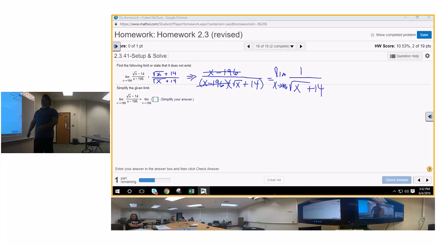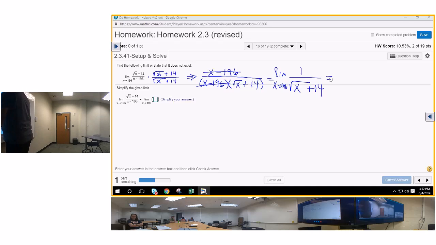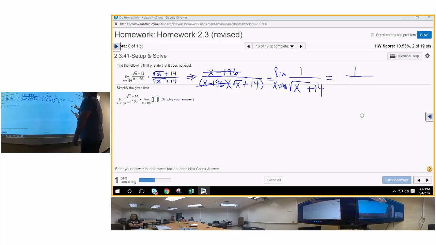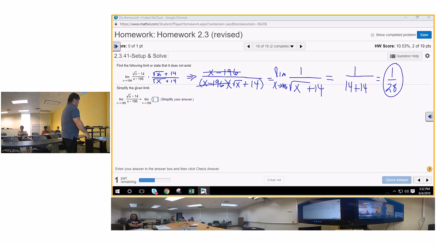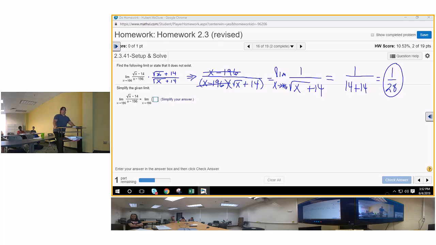I think so. Equals 1 over 14 plus 14, 1 over 28. That's another good test problem. Again, 10% of the question is the limit. 90% is algebra.